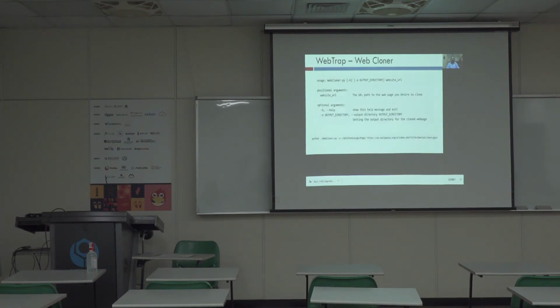Now, to clone any website, you need to use webcloner.py. It takes two parameters: one is the output directory and the second is the website URL. You can also see the example at the bottom of this slide. The first parameter is the Wikipedia login page, that's the folder, and the second is the website URL which we want to clone. When cloned, the cloned pages will reside in the Wikipedia login page folder.